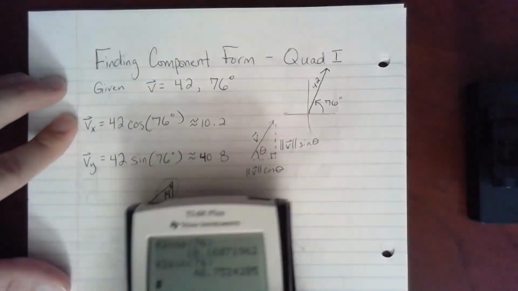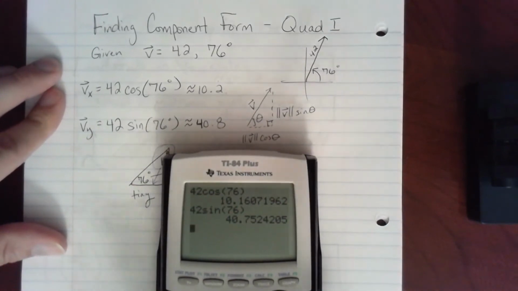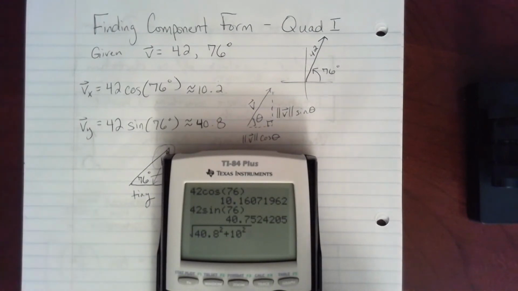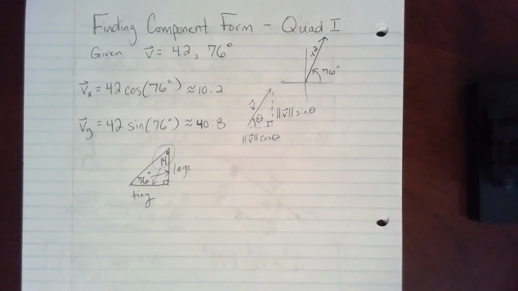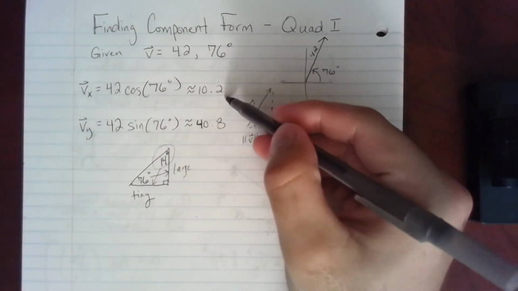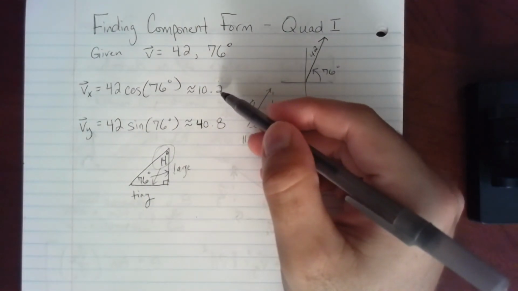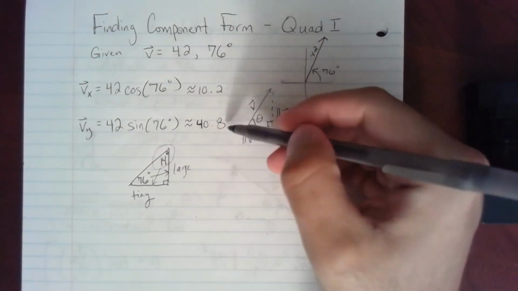The other thing you can do is say, well, look, I know that the hypotenuse should be 42. So even though these are rounded values, we should get something really close to 42 when we plug this in. I'm just doing the Pythagorean theorem here. So I'm saying 40.8 squared plus, I should be more careful, 10.2 squared. And we're hoping to get something very close to 42, which we do. Now notice that ours is just a teeny bit bigger than 42. But that's because we rounded both of these values up just a little bit. So that tells me that I've done this correctly, that this is my x component, this is my y component.